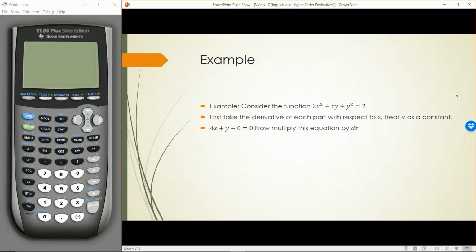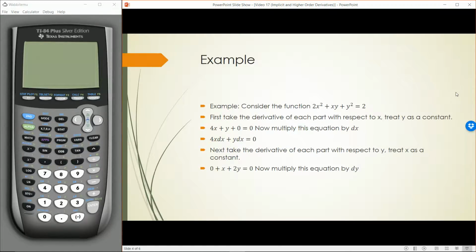Now, I said before that you multiply it by what you're taking the derivative with respect to. If you're taking the derivative with respect to x, you do multiply it by dx. So that'll give you this notation here. Now you do the same thing, but you're doing it with y. And when you do that, you'll get this derivative, and you'll have dy attached to each of these.